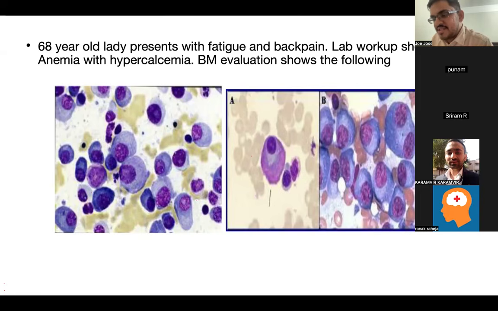Now stage 2 is that which does not fit into stage 1 or stage 3. Stage 3 is beta 2 microglobulin greater than 5.5, or high-risk cytogenetics. In the revised ISS they have mentioned translocation 4;14, translocation 14;16, and deletion 17p. Only these three they mentioned. Or raised LDH. That is R-ISS stage 3.